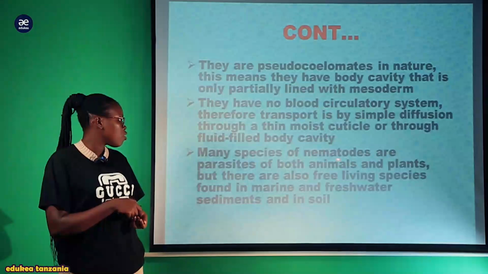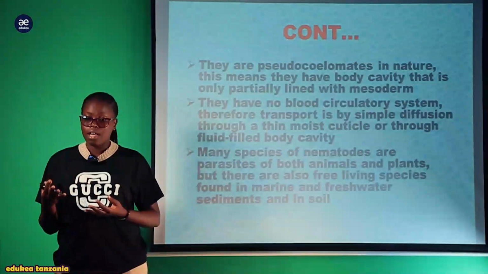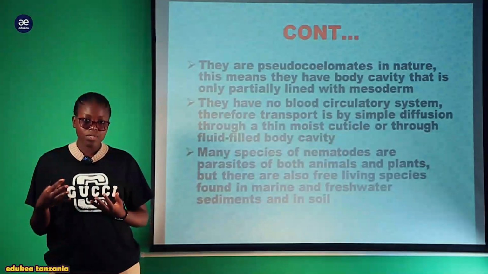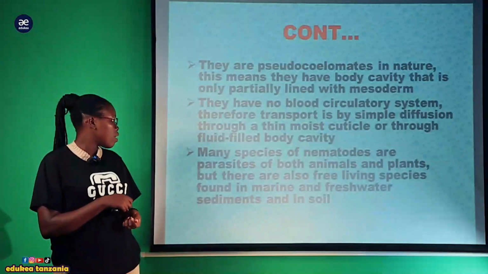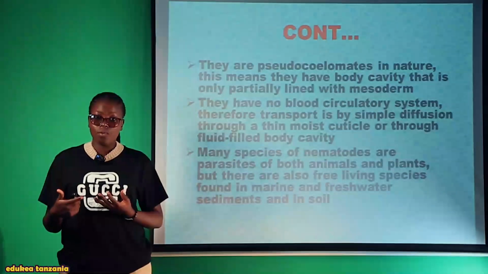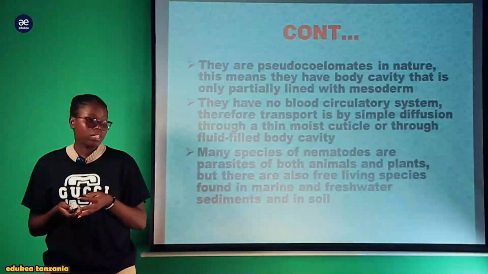Many species of nematodes are parasites, meaning that they feed on plant and animal tissue and can cause harm or diseases. So they are parasites, but others are free-living, meaning that they live independently without depending on a host.